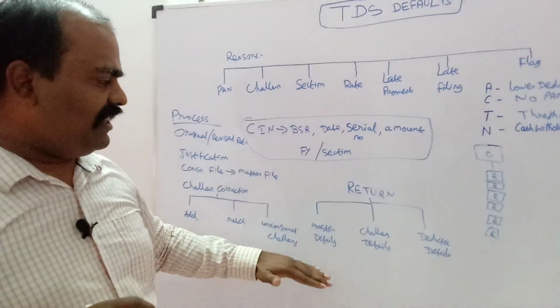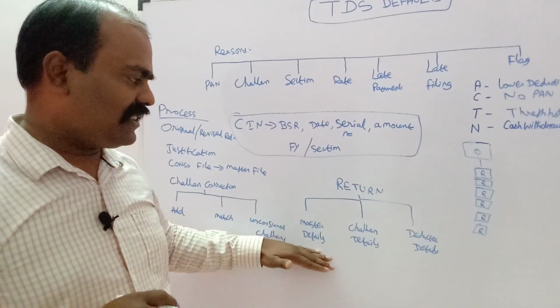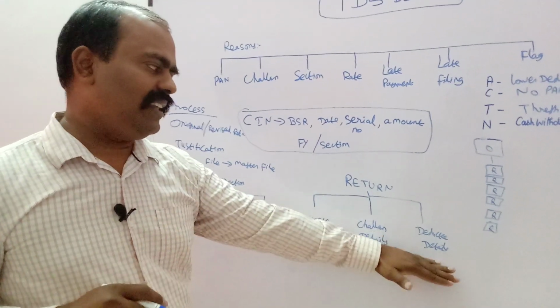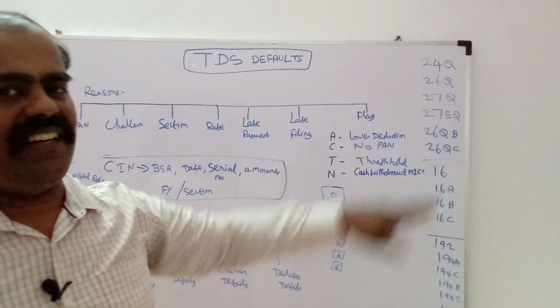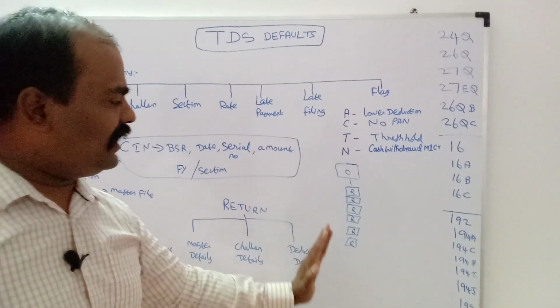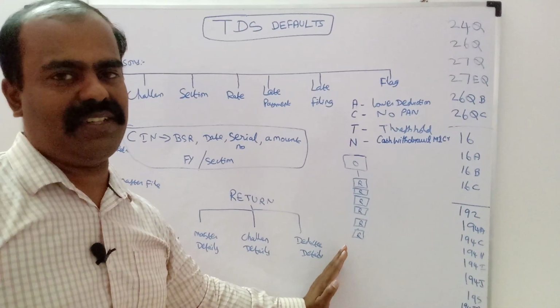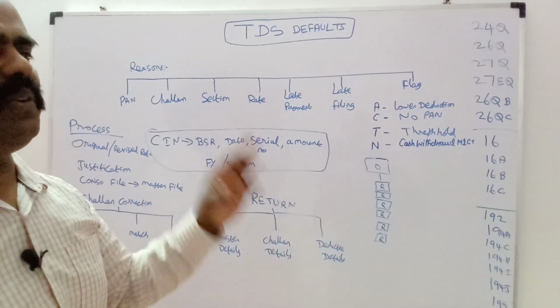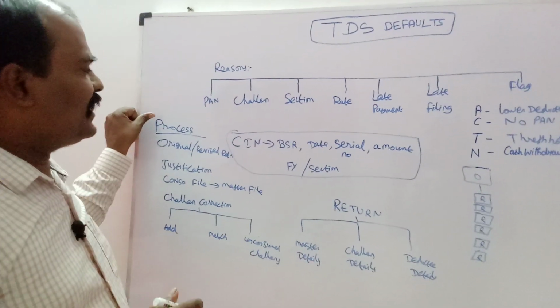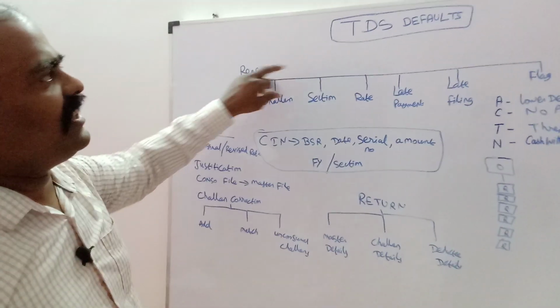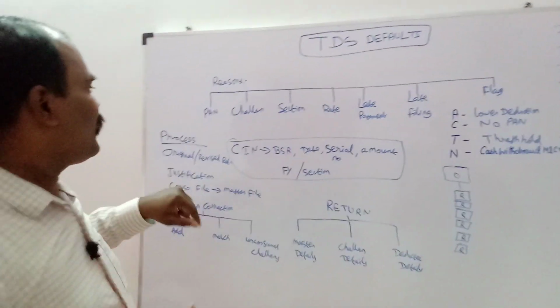A return always contains 3 details: master detail, Challan detail, and then your deducted detail. In 24Q, the salary return, you have one additional part called Annexure 2. Annexure 2 talks about your salary and other details. Now we are going to discuss the process of correcting the TDS defaults.